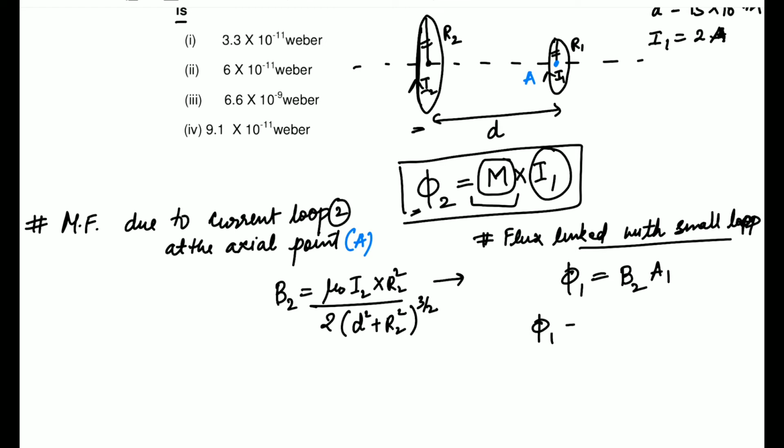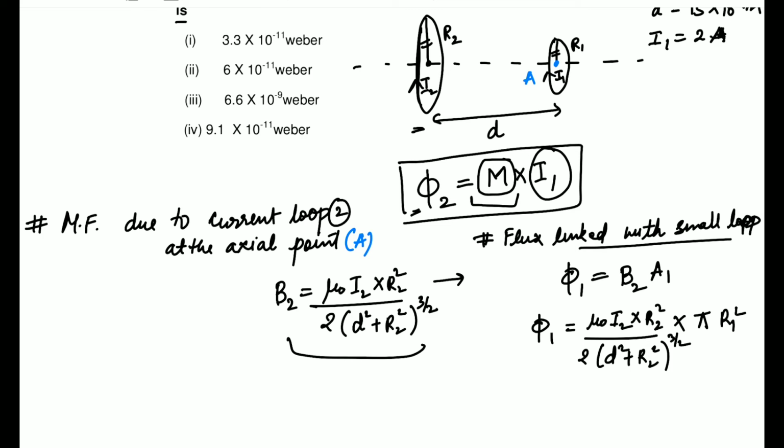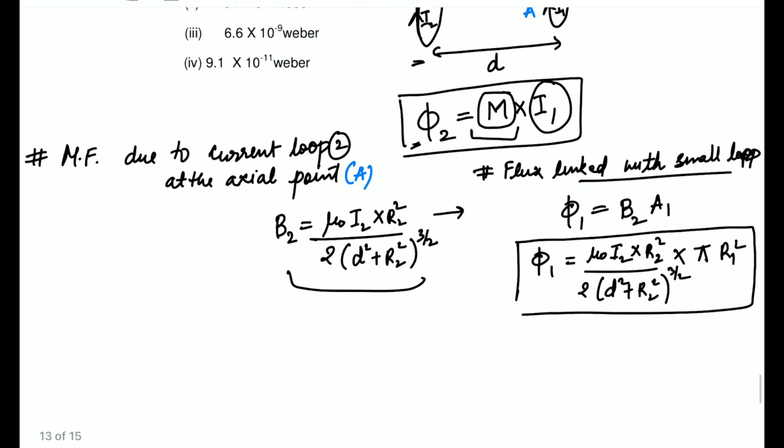Is that a yes or no? So I can simply write phi1 is equal to this multiplied by the area. So I'll just write mu naught, I'll put the values later, let's first solve this. I2 r2 squared over 2 times (d squared plus r2 squared) to the power 3/2, multiplied by the area. The area of the first one is a circular loop, so this is pi r1 squared. So I now know the value of flux that is passing through your small loop, right?